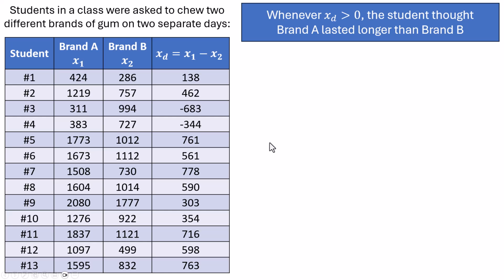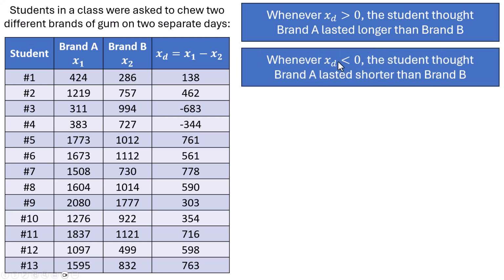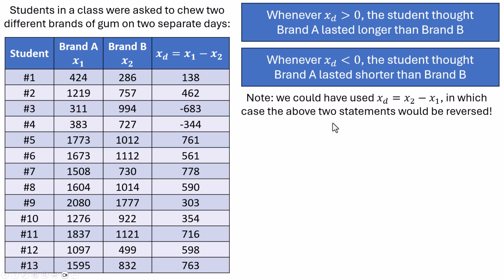Whenever x sub d is less than 0, that student thought that brand A lasted shorter than brand B. So for example, student number 3 had 311 for brand A and 994 for brand B, so the difference is negative 683, representing that they thought that brand A lasted 683 seconds less than brand B. Note that we could have done x sub d is equal to x sub 2 minus x sub 1, in which case the above two statements would be reversed.